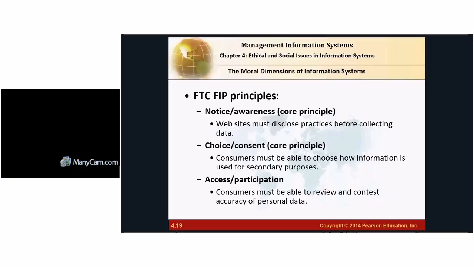If we take the moral dimensions of information systems, we have some principles. Say, notice and awareness: websites must disclose practices before collecting data. That is, if your information is used for another purpose, you should be aware of that. Then choice or consent: consumers must be able to choose how information is used for secondary purposes.